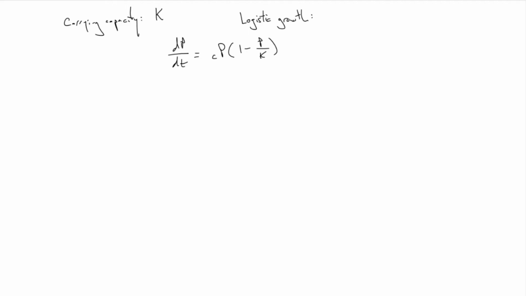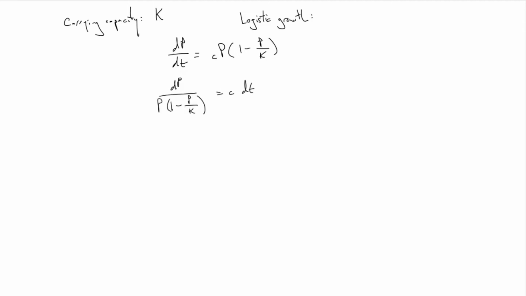On the other hand, if the population is very close to the carrying capacity, so that fraction P over K is some number very close to 1, then that factor 1 minus P over K gets very close to 0, and the population growth gets very close to 0, because it's C times P times some number that's nearly 0. And so as we get close to the carrying capacity, the growth of the population starts to go to 0, which seems reasonable. And the beauty here is that this too is a separable differential equation.